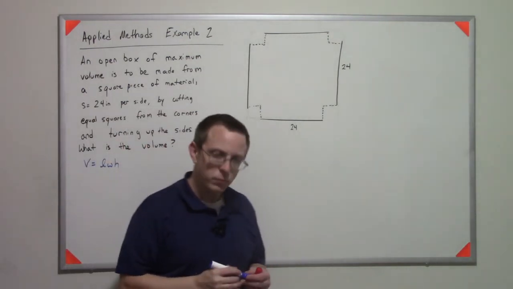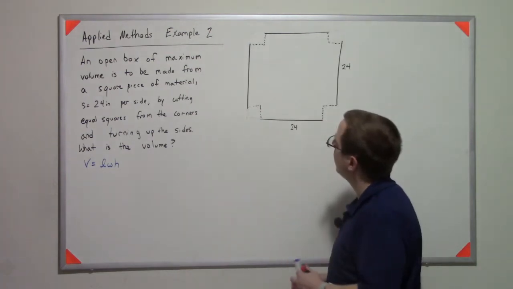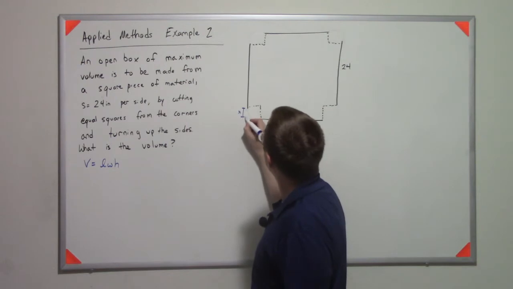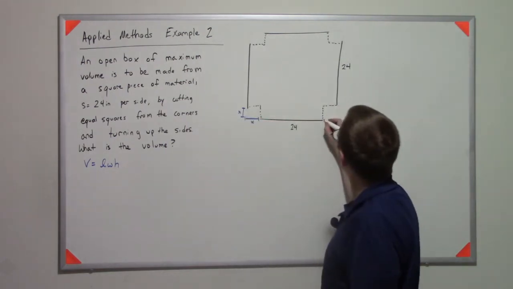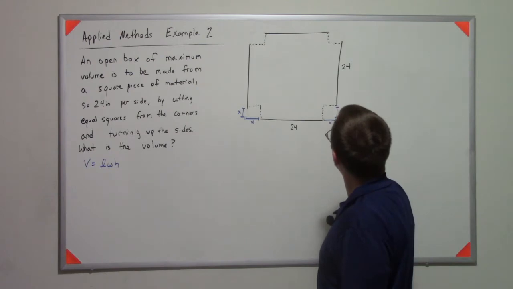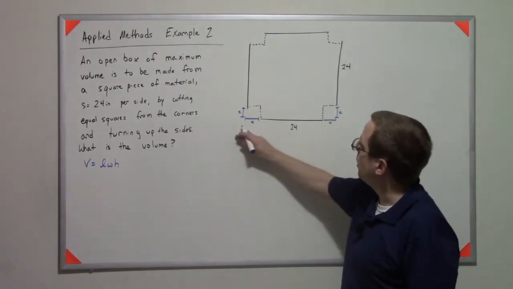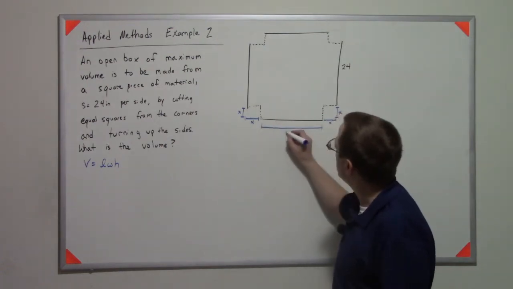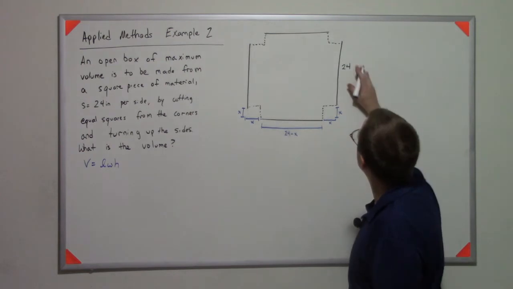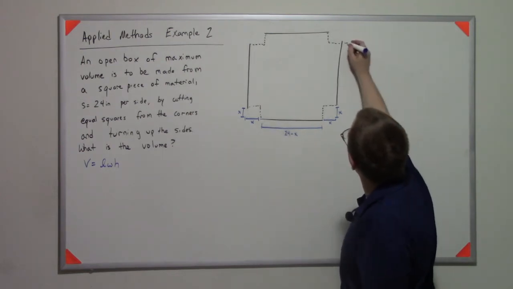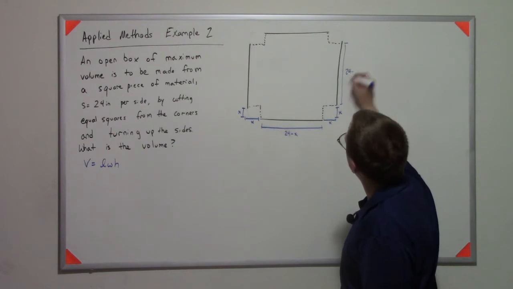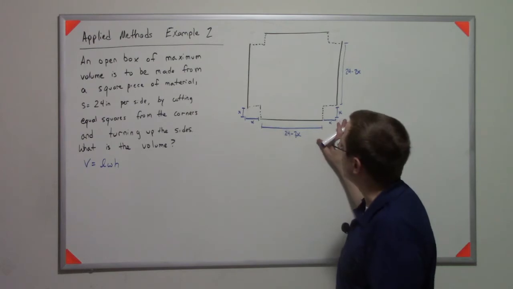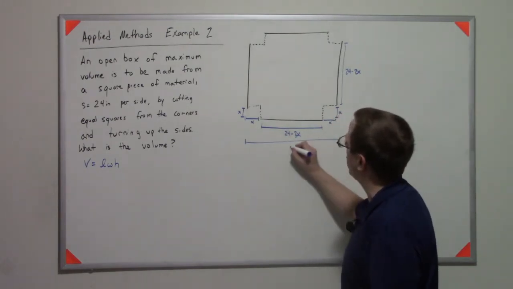Okay. Well, if we come over here, we see that we cut away, let's call it X. So if this whole side was 24, this new piece is 24 minus X. And similarly, this new piece is 24, I'm sorry, not X, minus 2X. Right? Because I cut X on both sides, because this whole area is 24.